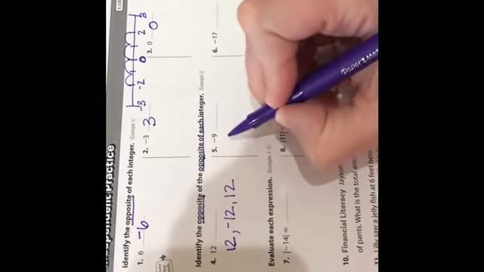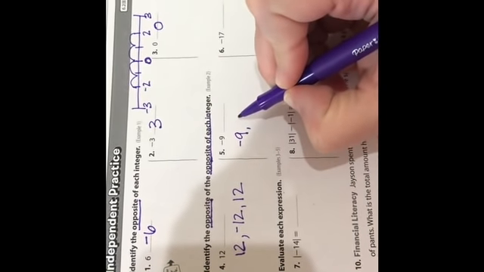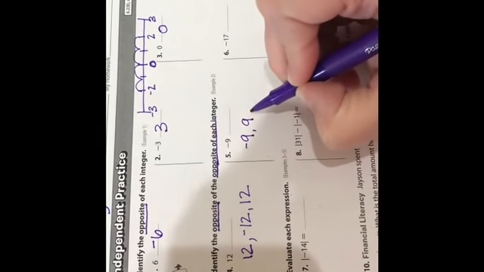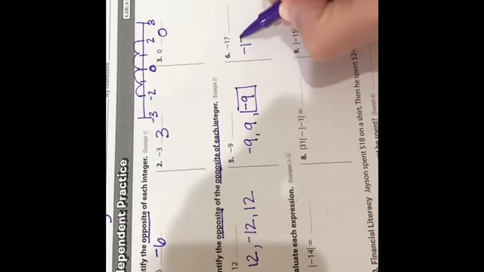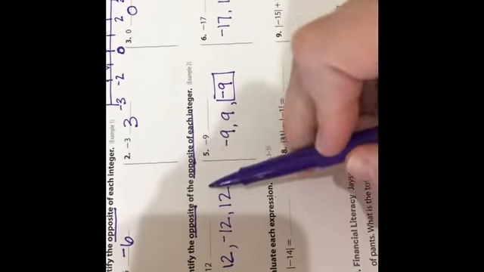Okay, so if that's the case, then for -9, the opposite of -9 is 9, and the opposite of +9 is -9. So it would be -9. If I start with -17, the opposite of -17 is +17, and the opposite of that opposite is -17.